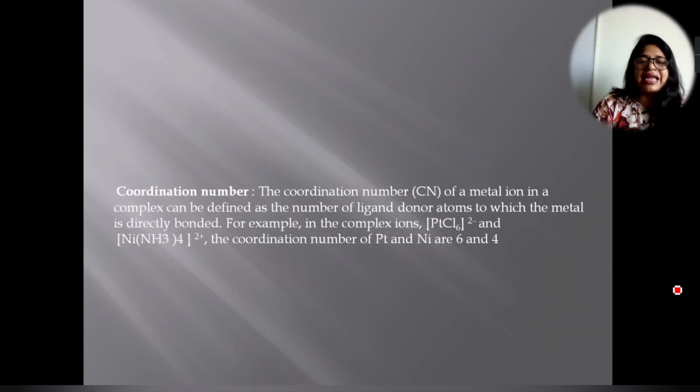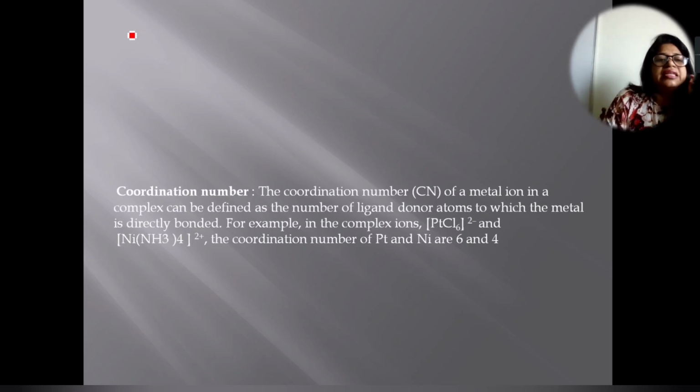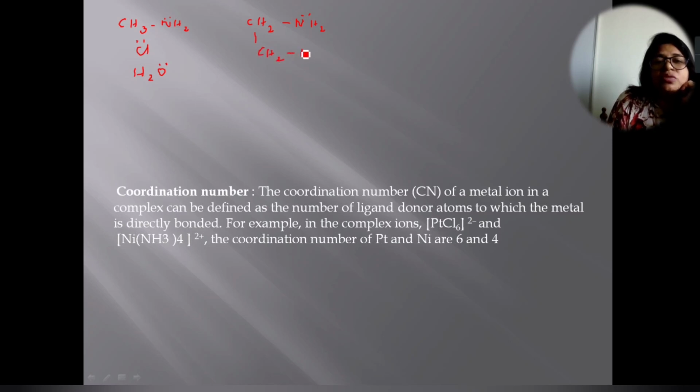Now I will tell you what a chelate complex is. Let us see this. Monodentate ligand, I gave you the examples, CH3NH2, only one pair of electrons; Cl, only one pair of electrons; H2O, only one pair of electrons. Bidentate means it can give two pairs of electrons. CH2NH2, ethylene diamine, CH2NH2, two pairs of electrons. This is a bidentate.